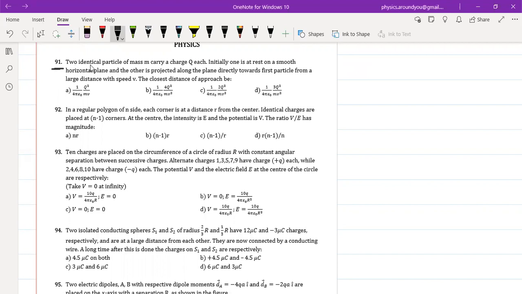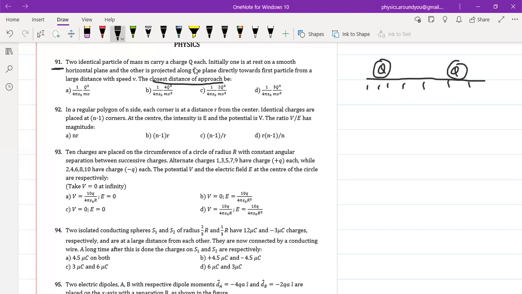The 91st question deals with the concept of closest distance of approach. Well, there isn't any direct formula to crack the question. You should understand what is happening, the physics of the question. The scene is as follows. There is a positive charge Q and one more positive charge Q. Both are placed on a smooth, frictionless floor.